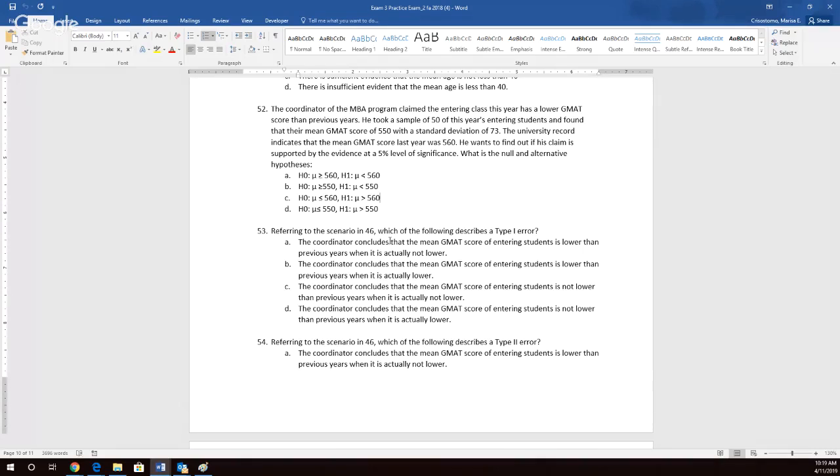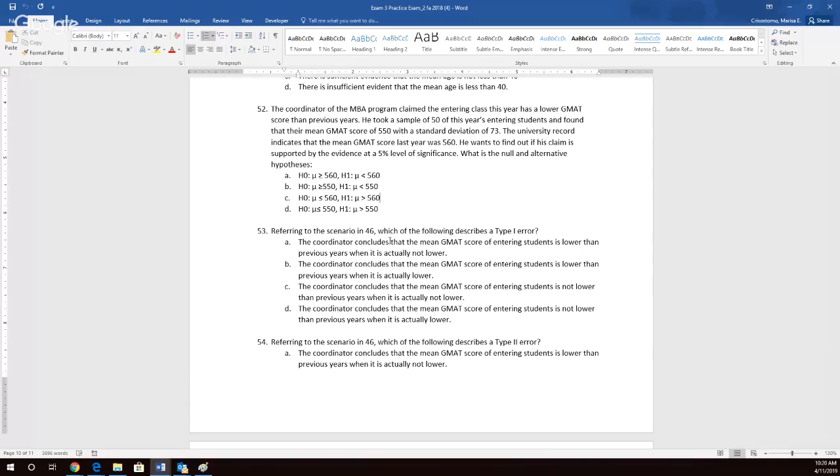Okay, so let's read all of these. So the coordinator concludes that the GMAT score of entering students is lower than previous years when it is actually not lower. So you're basically saying my claim is true, even though it really isn't. That sounds like a type 1 error to me, but let's go ahead and check the other ones.